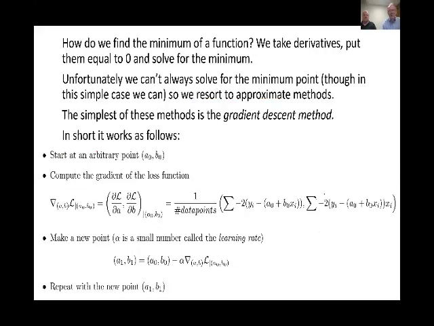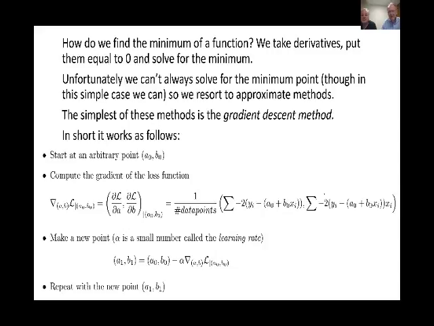So how do we find a minimum of a function? Well, we take derivatives, put them equal to 0, and then we try to solve for the minimum. Now, depending on what kind of function we have, this is not always possible. We can have some highly nonlinear functions that we can't really solve, but there are other methods, using approximate methods. In this case, I should say that it is in fact possible to solve these equations. But let's introduce this method, which is known as the gradient descent method.